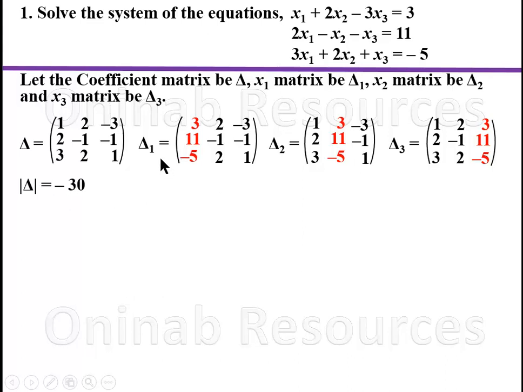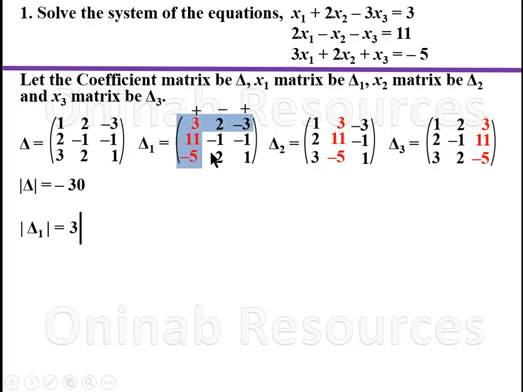So we go ahead to find the determinant of x1 matrix, which is delta 1. To do that, again, we assign positive to the first column, negative to the second column, and positive to the third column. So here again we pick the first column. Picking the first column, the sign there is positive, and the first element there is 3. So we have a 3 there. Delete the row, delete the column.